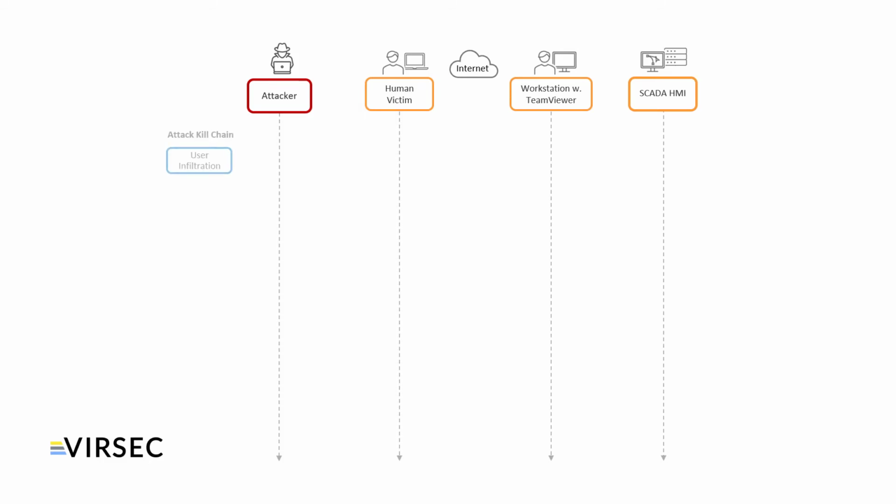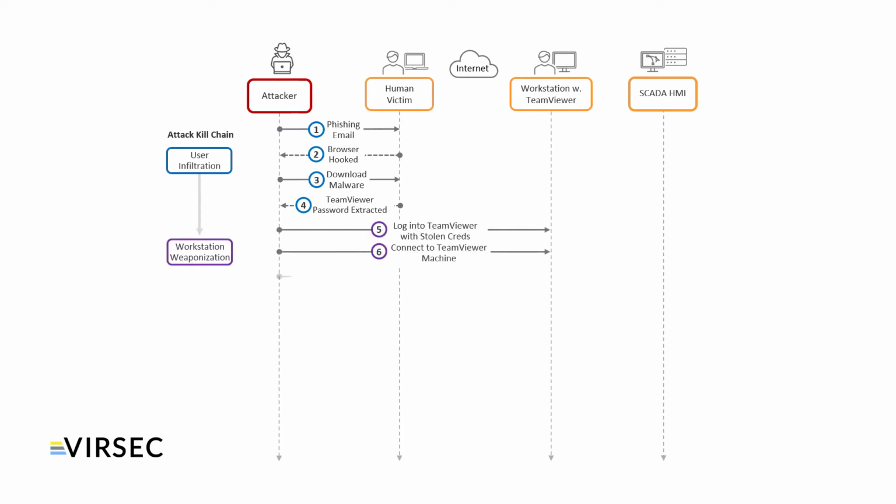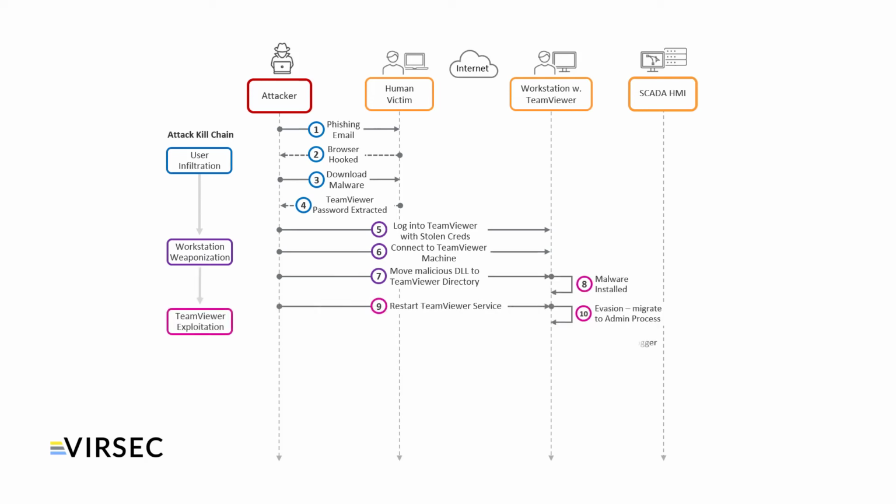First, we'll show how a phishing email hooked a legitimate user's browser, downloading malware to steal the user's TeamViewer password. Next, we'll log into TeamViewer with stolen credentials and install a malicious DLL, exploiting a vulnerability in TeamViewer itself. From there, we'll install more malware on the workstation, migrate to an admin process, and install a keylogger to extract passwords from a legitimate user logging into the SCADA HMI.